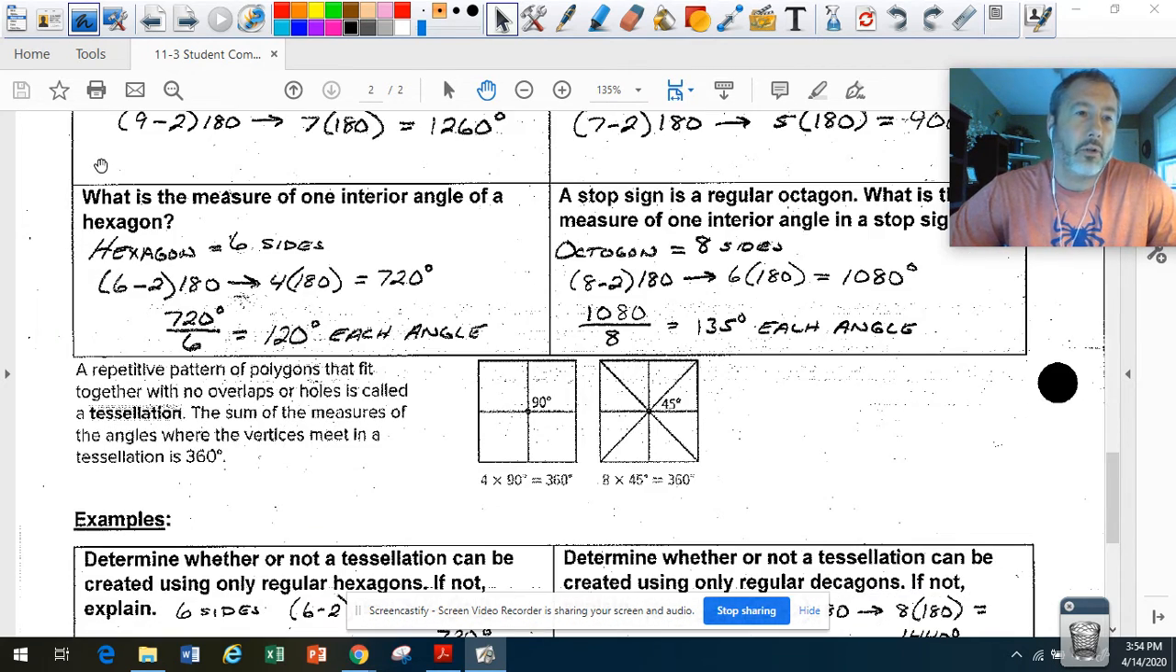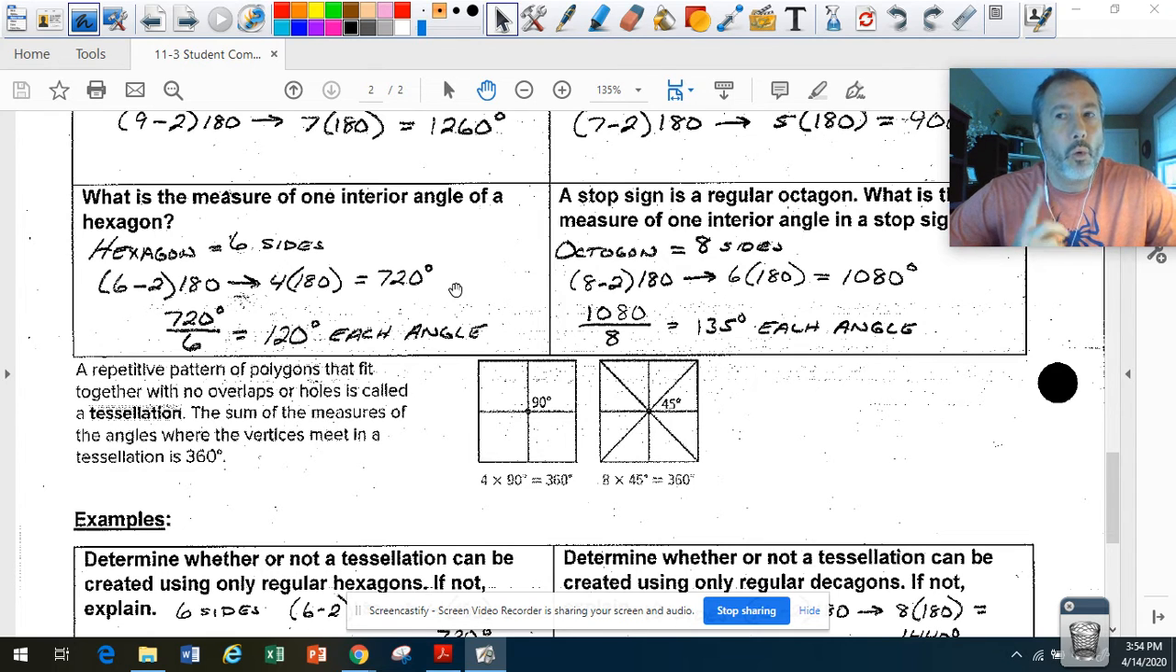We know that our hexagon has 6 sides. So we plug it into our formula, n minus 2 times 180. 6 minus 2 is 4, and 4 times 180 is 720. This 720 represents the total number of degrees in a hexagon. There's a total of 720 degrees.